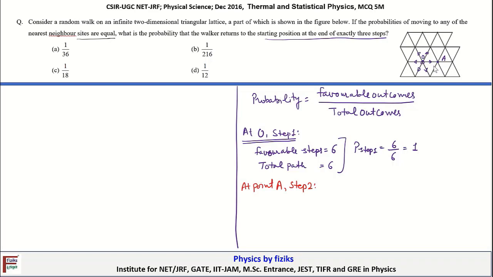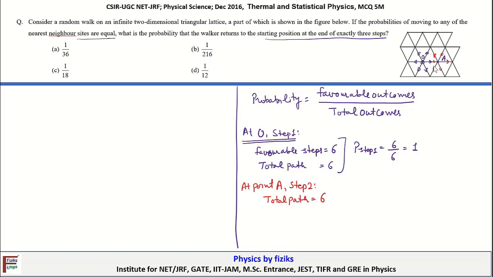Okay, so the total steps are the total path available to the walker. Total paths are those which are available to the walker. Again, they are 6. How? Either the walker can move along this direction, exactly the same way as at point O. So these are the 6 different options. Either he can move in the forward direction or backward direction also. So here again total paths will be 6.